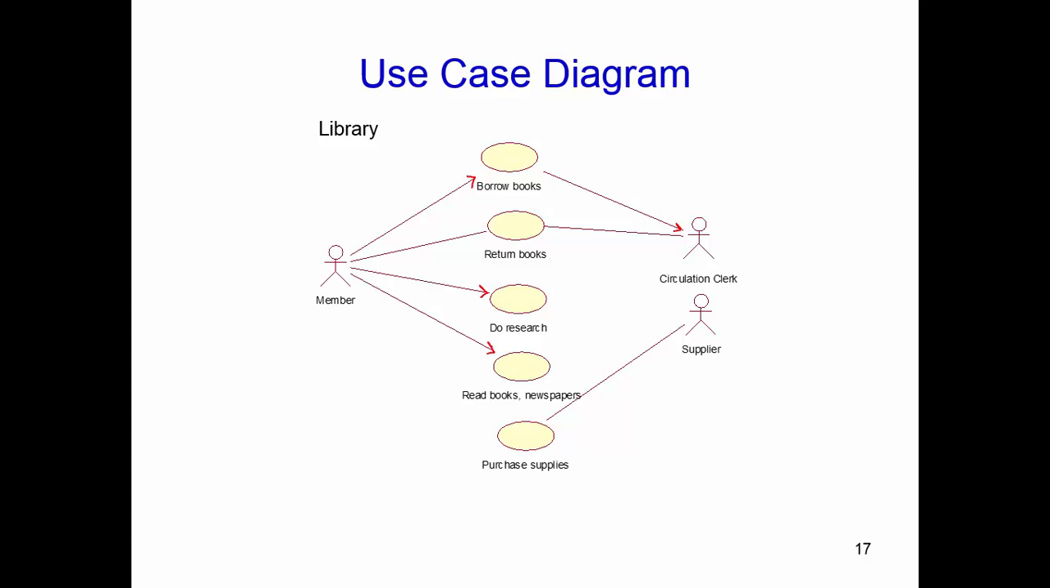So another diagram here, I think we discussed this one earlier in the previous lecture. This one is representing the interaction between a user, let's say a student, and the library. So what are the things that you can do in the library? These are listed here. So how is the member connecting with those? Are those one-way directions or two-way directions? And then who is also interacting with these actions? So in this case, the circulation clerk and the supplier.